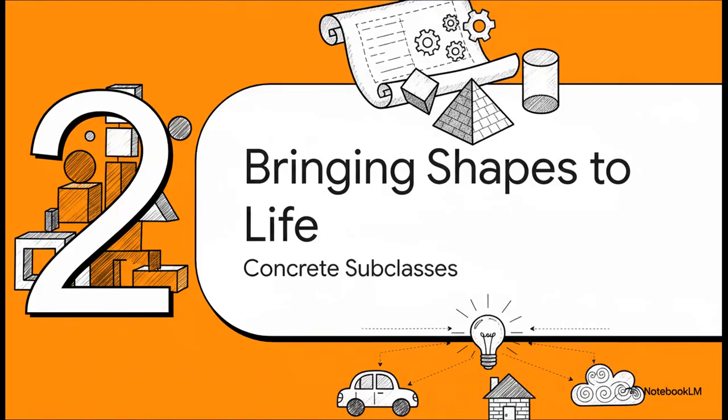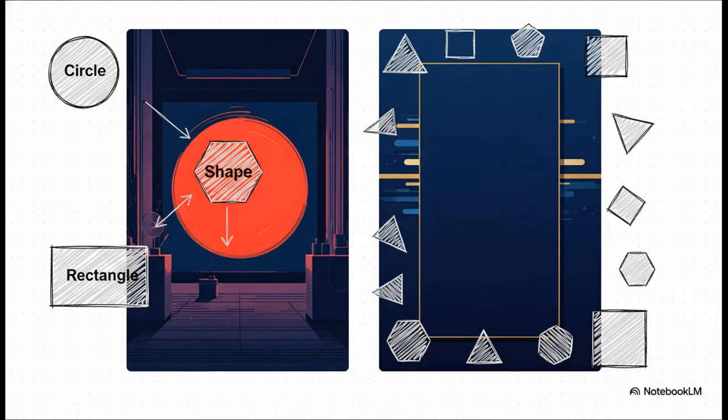Okay, so we've got the blueprint. Now for the fun part. It's time to actually use it to build something real. We're going to take that abstract idea and bring some actual concrete shapes to life. And this is where our Circle class and our Rectangle class show up. They both raise their hands and say, yep, we'll follow the Shape blueprint. They become subclasses of Shape, which just means they're specialized, real-world versions of that abstract idea.